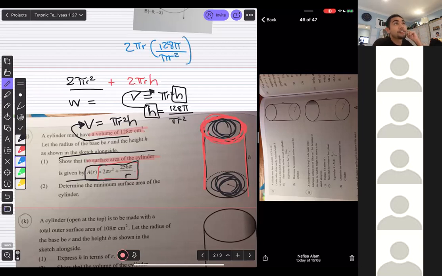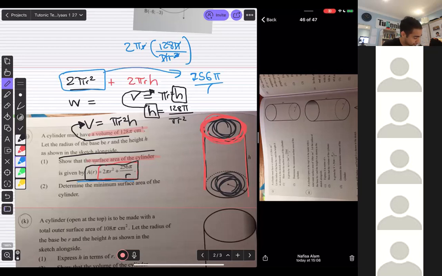Nafisa, do you agree? Yes, yes. The pi's cancel, the r cancels with that. So you're left with 256 pi over r, which is what they have here. Plus the 2 pi r squared.